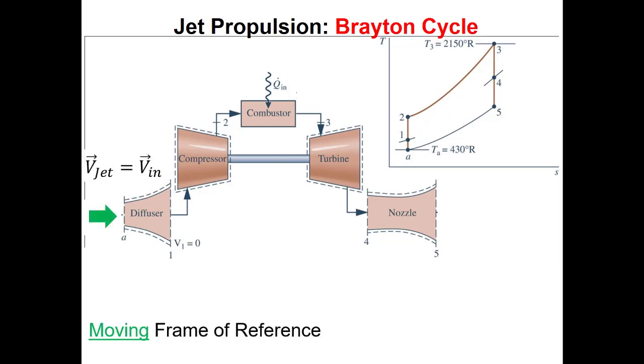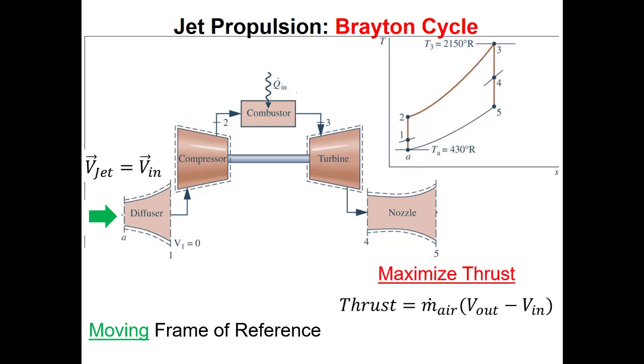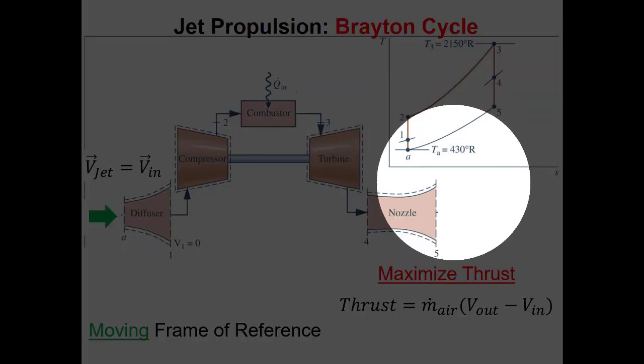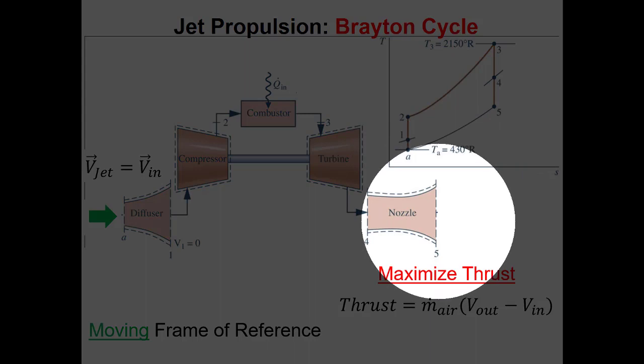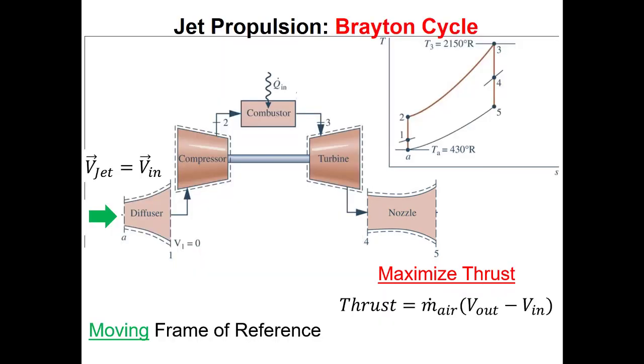We remember that we're looking at these cycles from the perspective of someone standing on the wing of the airplane. So even if the air is still, our moving frame of reference means that we feel the incoming air whipping past our face. So there's always some kinetic energy going into the diffuser. Well, the purpose of this cycle is to maximize the thrust power. And to do that, we want to get as much velocity coming out the nozzle of our turbojet as we can. So we're trying to maximize V out here.